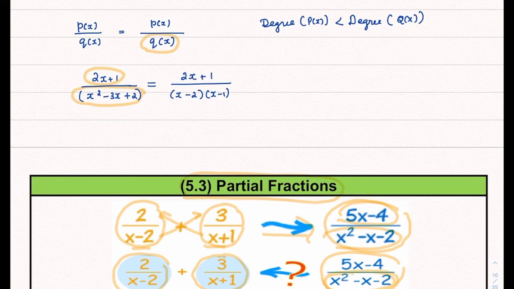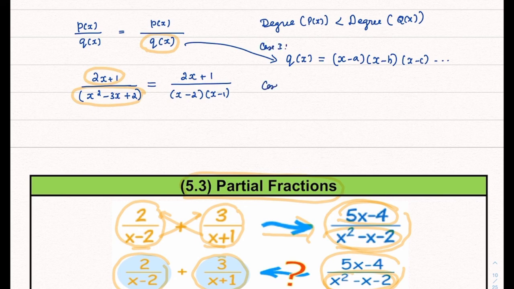So now there are three categories. What are those three categories? The category number one, when the q of x has what we call simple factors. What do I mean by that? It's going to have x minus a, only in the denominator, not the numerator. x minus a times x minus b times x minus c, and so on. That's category number one, or case number one.